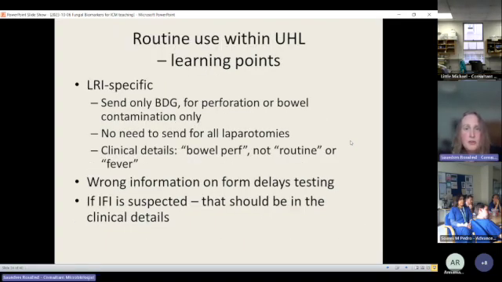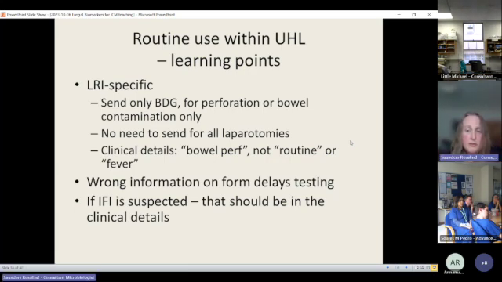So routine use within UHL, the learning points for the LRI team: if you've got perforation or bowel contamination during surgery, it's beta-glucan antigen only that you send. Please do not send fungal biomarkers, because that will do an unnecessary galactomannan. And please put as your clinical details bowel perforation.